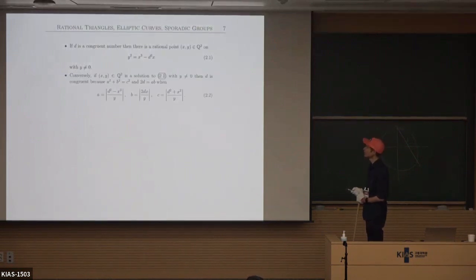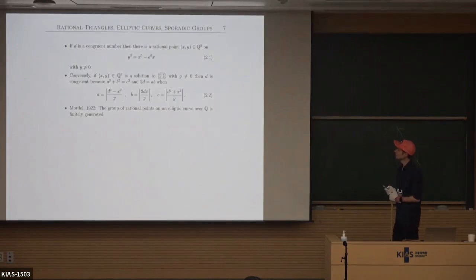And this is if and only if. If you have a rational point in that elliptic curve, then you can make a triangle that witnesses the congruentness of d, like so.